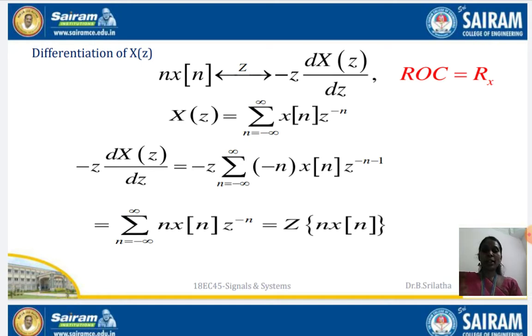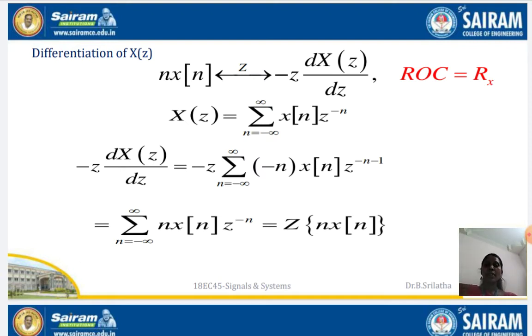Now compare the definition of the Z transform expression and this expression. What is the difference? Have you understood? Only one difference. From the definition of the Z transform, we have the input signal x(n). What is the signal here? n into x(n). So we can write this as the Z transform of n x(n). That is only our LHS. We considered the RHS and got the LHS. The statement is proved. Okay, the differentiation of X(z) property is proved.